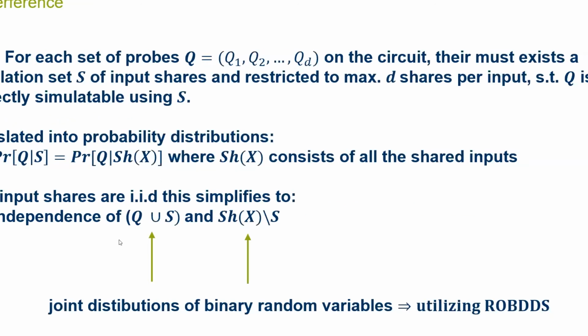Yeah, and basically we can then rewrite this as probabilities here. This is simply the distribution over the probes given the simulation set should be equal to the distribution of the probes given all of the input shares. And if we assume that all of the input shares are independently and identically distributed, this simplifies to checking the independence of the joint distribution over the probes and the simulation set and all shares that are not in the simulation set. And again, now we reduced it to a comparison of joint distributions. So determine the statistical independence of these two distributions. And this can be again done efficiently using BDDs.